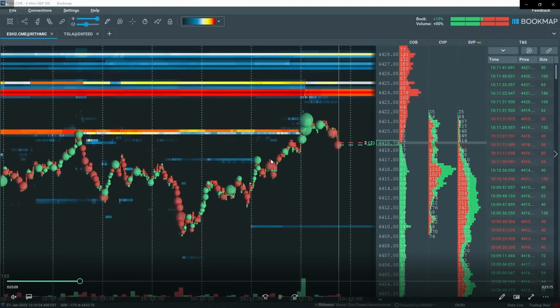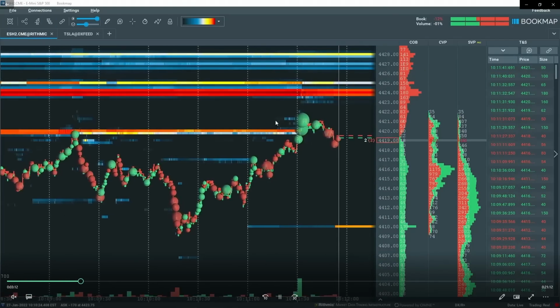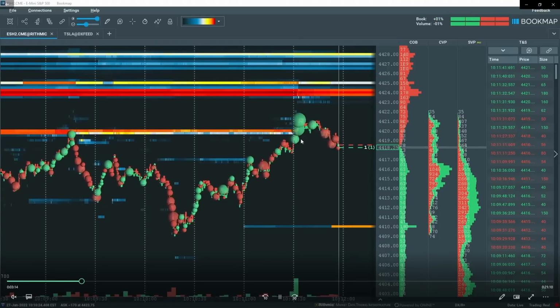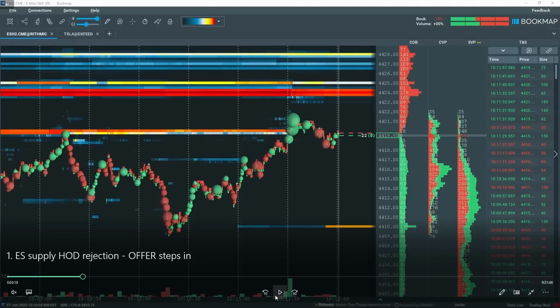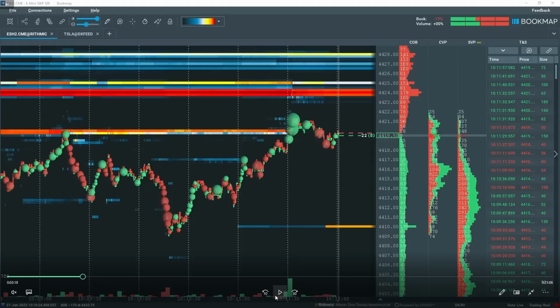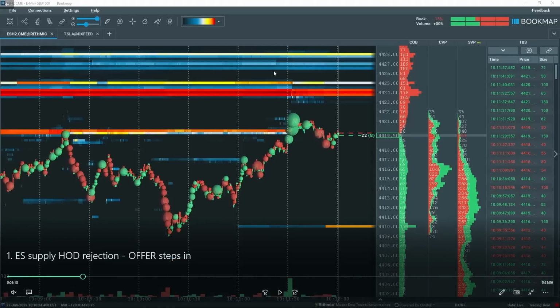Gets filled some here, then the market comes up. There's some aggressive buy orders that come through inside of supply. At this point, we're breaking above the high of the day. So if we have a high of the day or a low of the day, you want to see increasing volume above that high or increasing volume below that low. Increasing volume on a breakout usually means continuation.